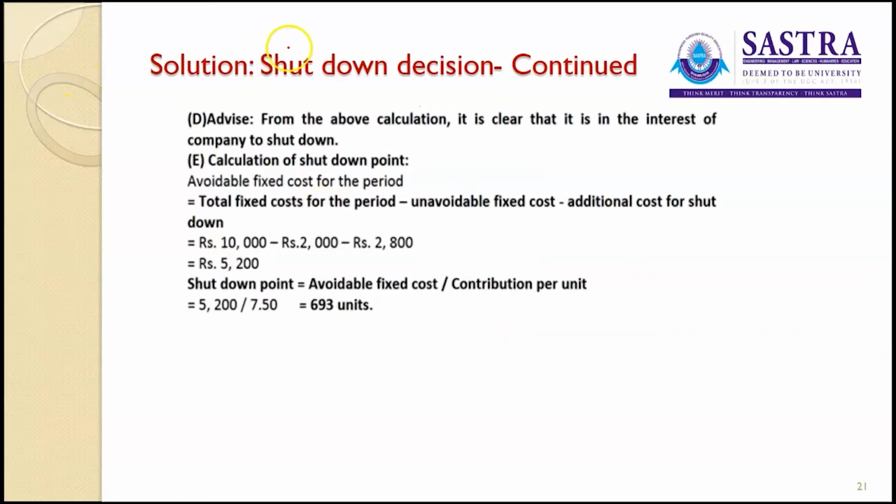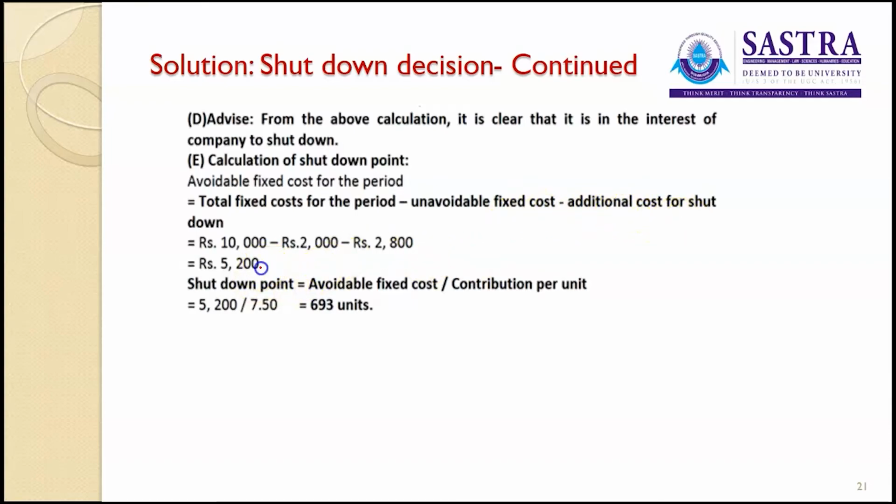Advice: from the calculation, it is clear that in the interest of the company, it is better to shut down. Now we have to calculate the shutdown point. How is the shutdown point calculated? Our avoidable fixed cost for the period is the total fixed cost for the period minus the unavoidable fixed cost minus the additional cost for the shutdown.